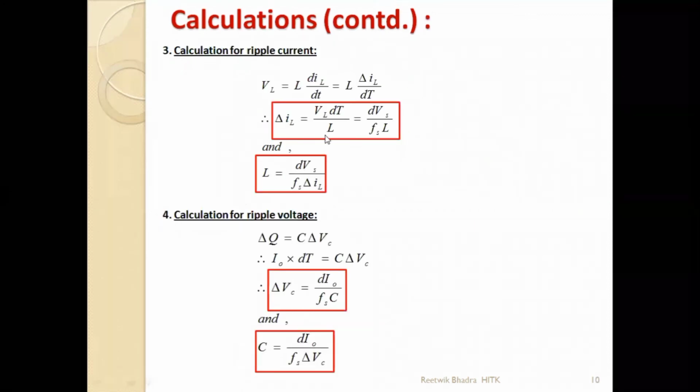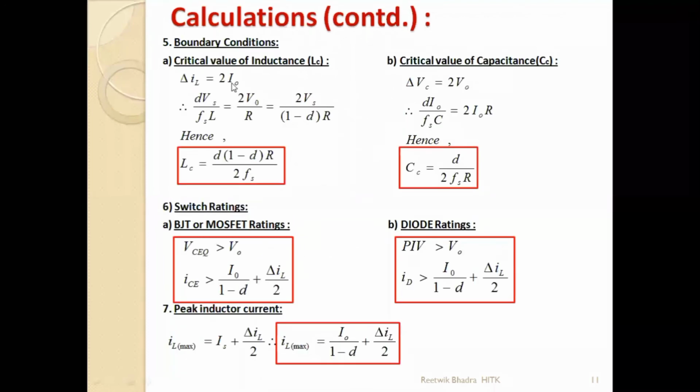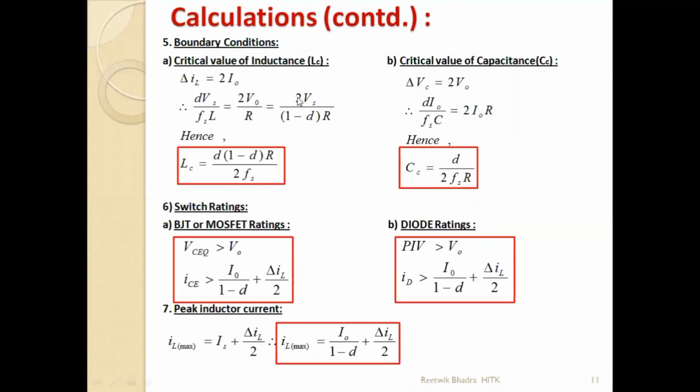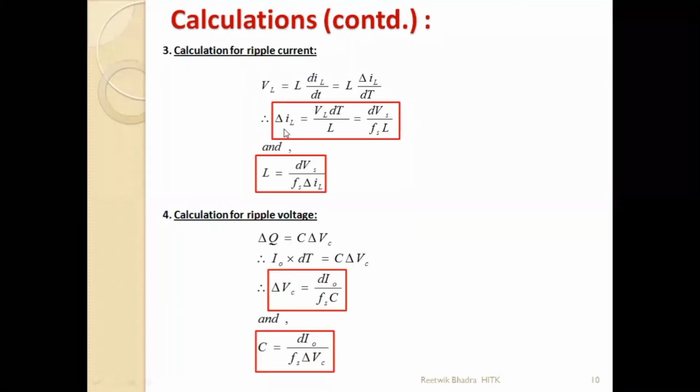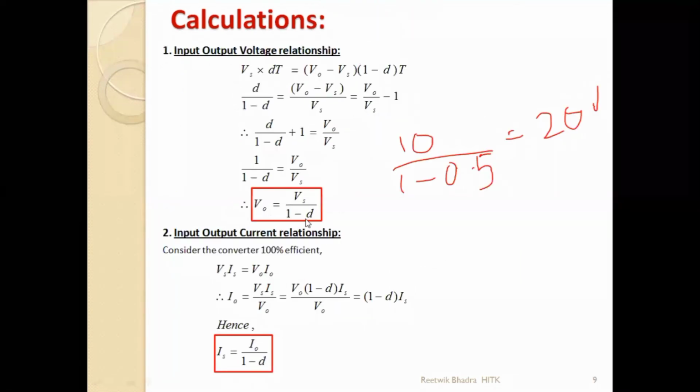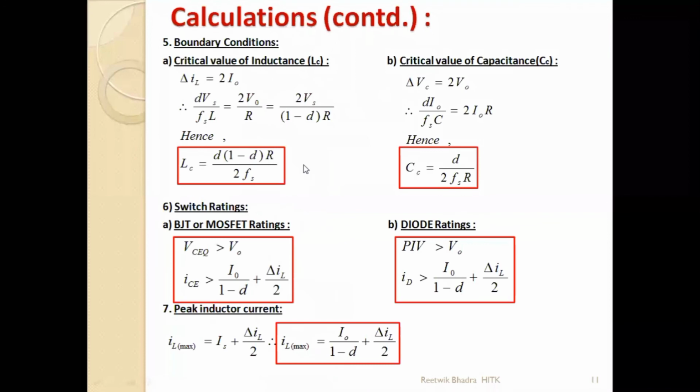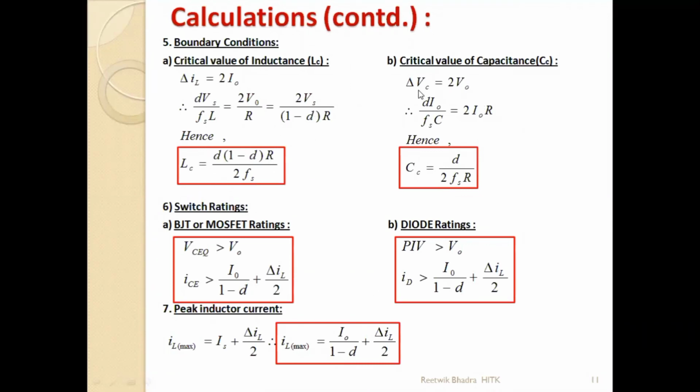Del IL is equal to dVs by FSL. Substitute it over here. I naught can be written as V naught by R. Then V naught can be replaced by the first equation, Vs by 1 minus D. Then you will get this equation. You can do it very easily. I'm not explaining all these things; you can go through it.